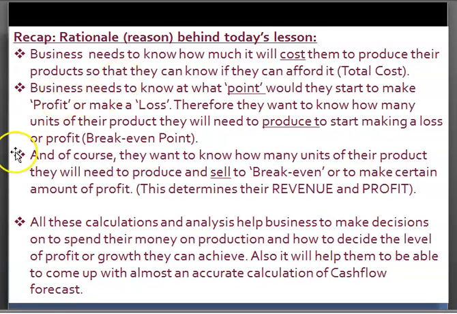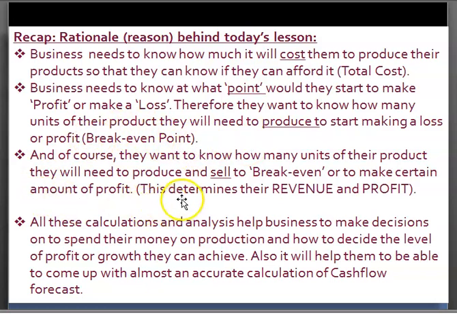Now, the next thing I want to show you is to recap on the rationale behind today's lesson. Business needs to know how much it will cost them to produce their products so that they can know if they can afford it. That is to know their total cost. Business needs to know at what point they would start to make profit or make a loss. Therefore, they want to know how many units of their product they will need to produce to start making a profit. And that is what we call break-even point.